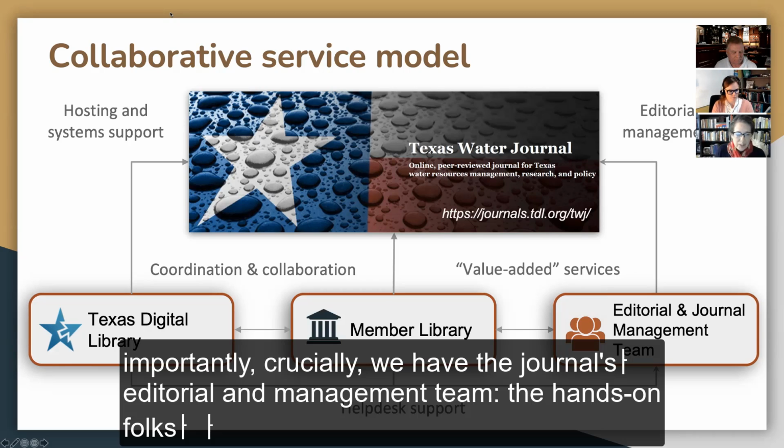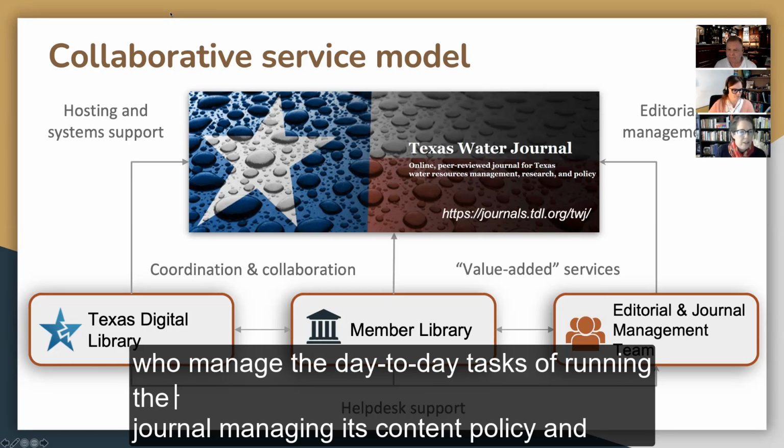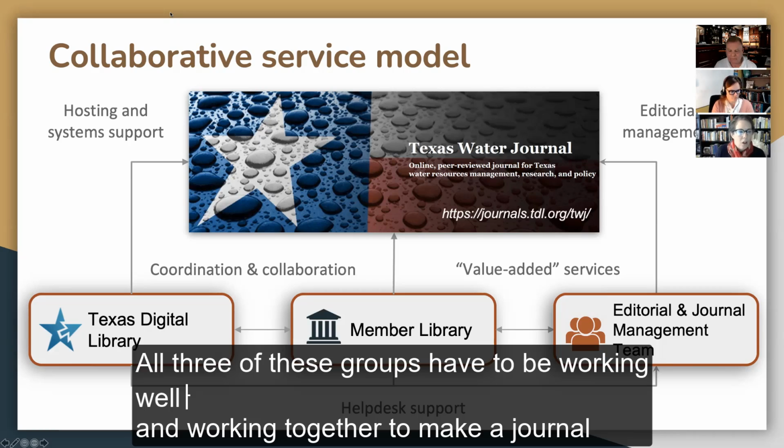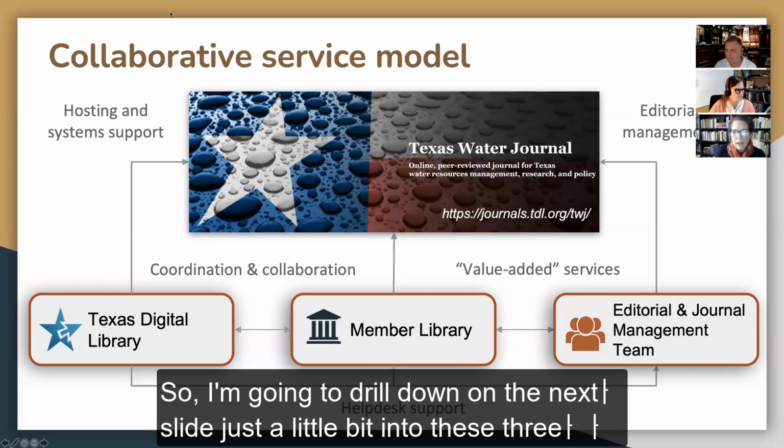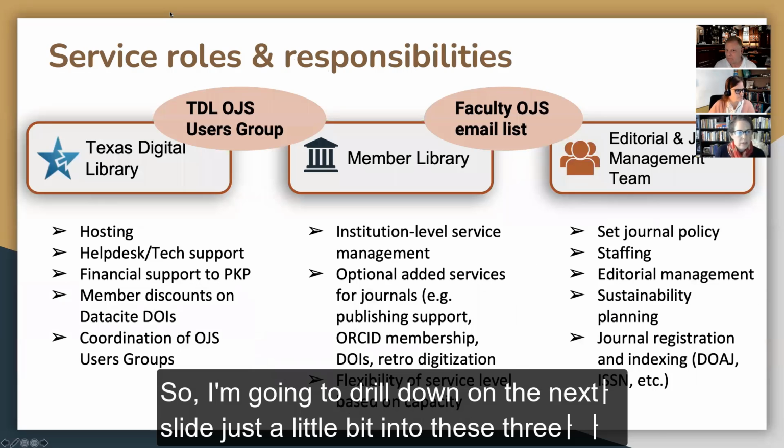And importantly, crucially, we have the journal's editorial and management team, the hands-on folks who manage the day-to-day tasks of running the journal, managing its content, policy, and workflows. All three of these groups have to be working well and working together to make a journal successful. So I'm going to drill down on the next slide just a little bit into these three different roles.